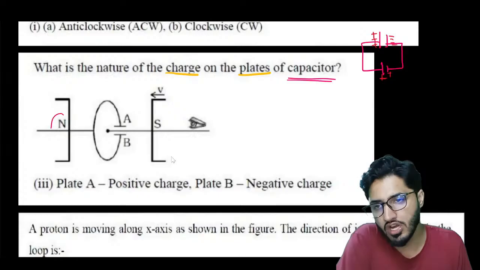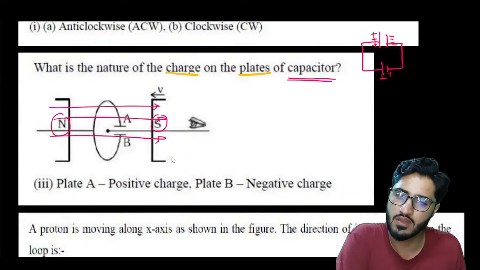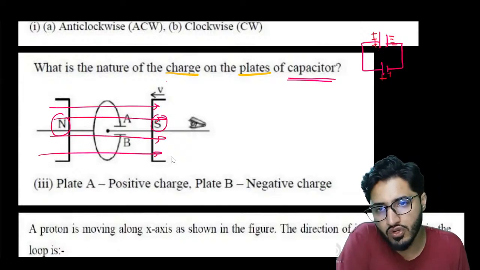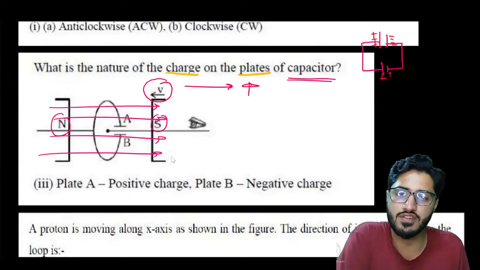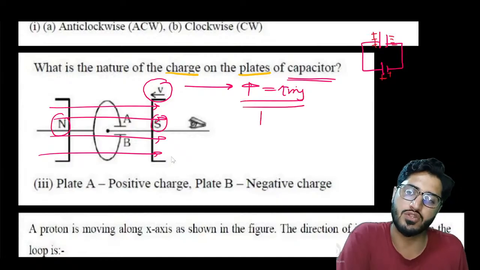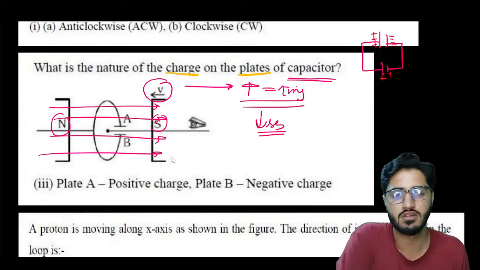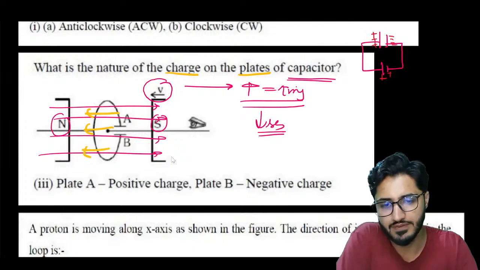Look here, north pole is there, south pole is there. So the magnetic field will be in this way, now. You can see now the south pole is getting closer and closer. So that means B flux is increasing. So according to Lenz's law, it should decrease it, no? Decrease it. So what will be the decrement? Sir, it will be in this way.